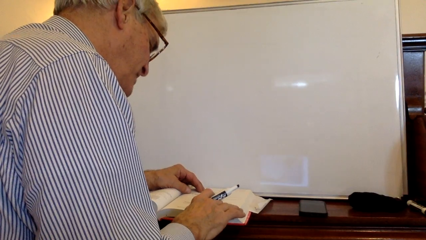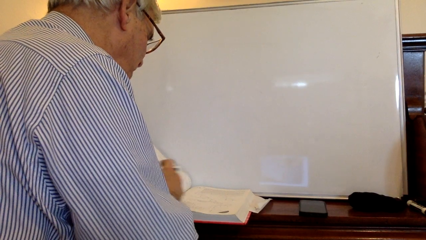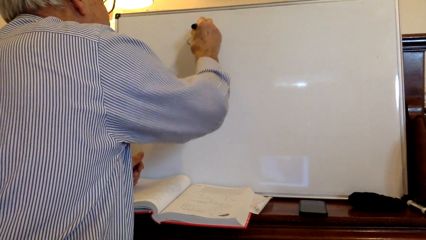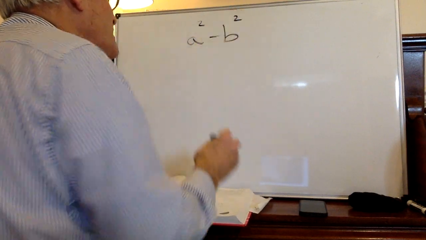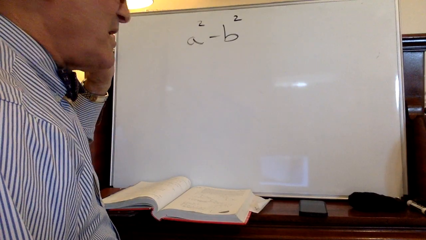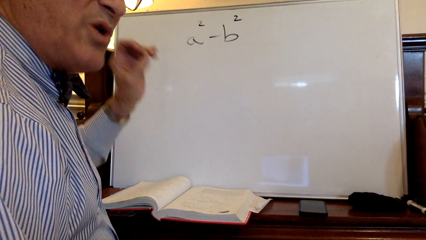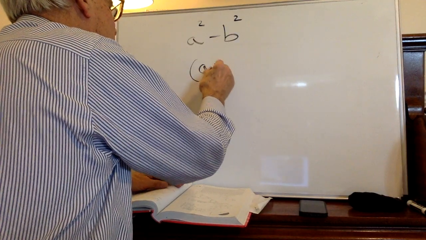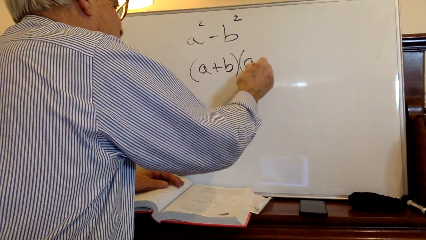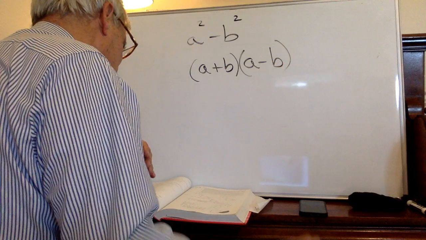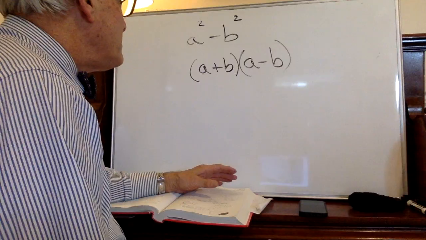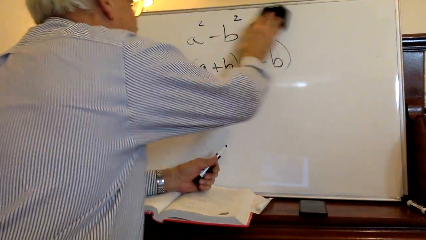They're again stressing the difference of squares. Anytime you have something like this, the difference of squares is always factorable into the sum of the square roots times the difference of the square roots, always. Okay? Now, something else I want to stress.